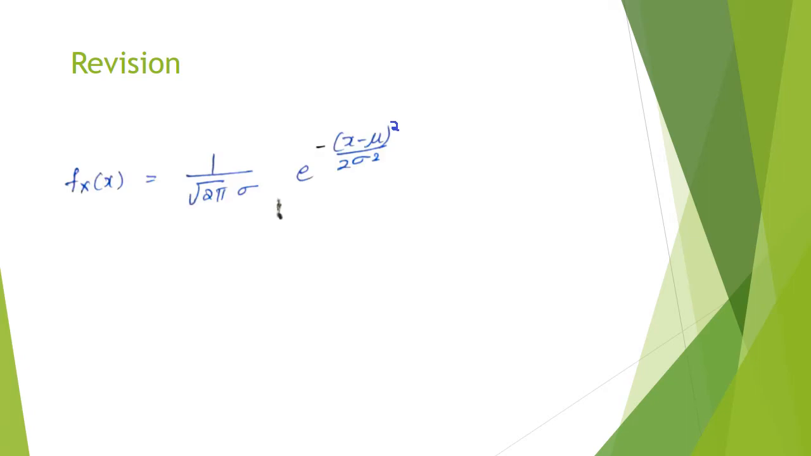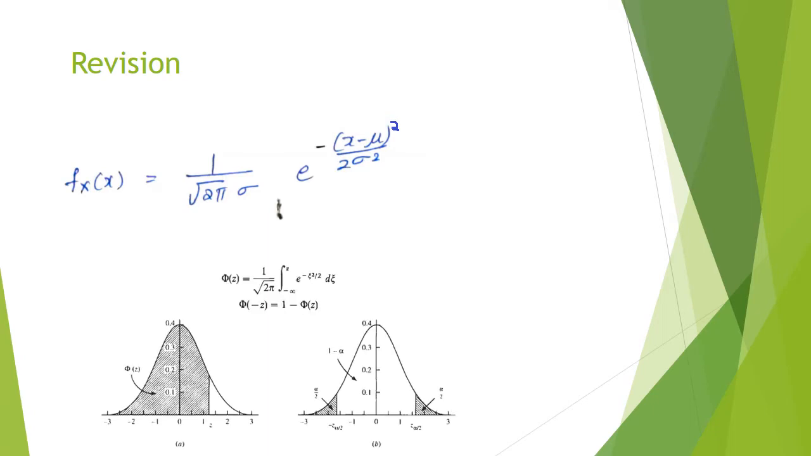So, revising, last class we studied a normal distribution whose density function is given by f_X(x) equal to 1 by root 2 pi sigma e raised to minus (x minus mu) whole square divided by 2 sigma square. And in order to solve the problems, we have to find the CDF. So instead of CDF, we have phi of z. The phi of z is given by 1 by root 2 pi integral from minus infinity to z of e raised to minus tau squared by 2 d tau. And one more important property: phi of minus z is equal to 1 minus phi of z.